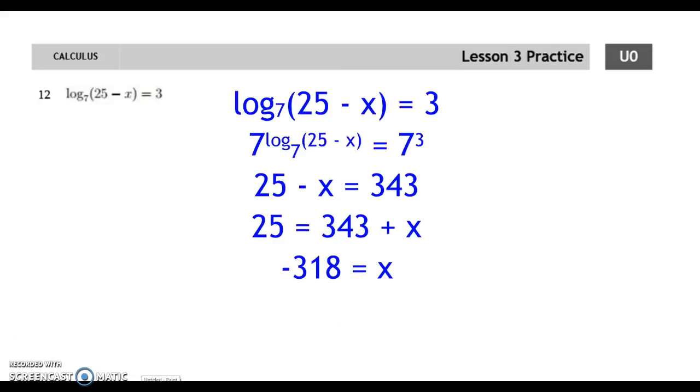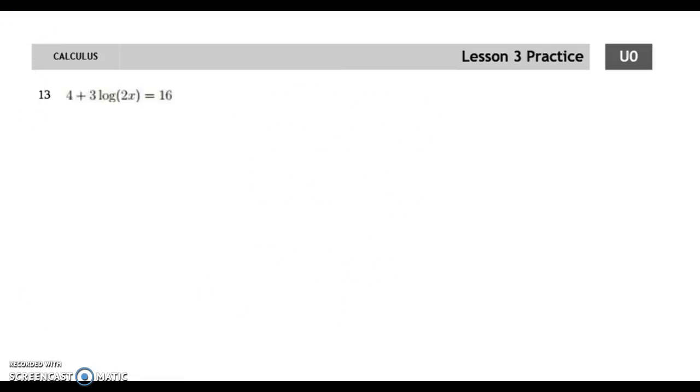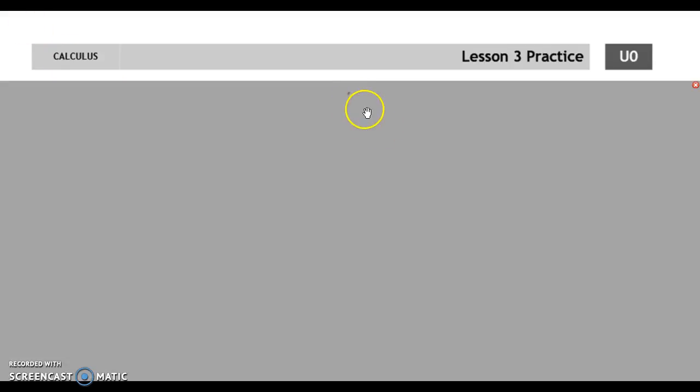Anyway, moving on to the next problem. Now you see in this problem that it's not log by itself on this left-hand side. It's 4 plus 3 log of 2x equals 16. We're going to do some stuff to get rid of this 4 and this 3, and then we'll be able to exponentiate using base 10 because this is a common log. So let me show you this one step by step.